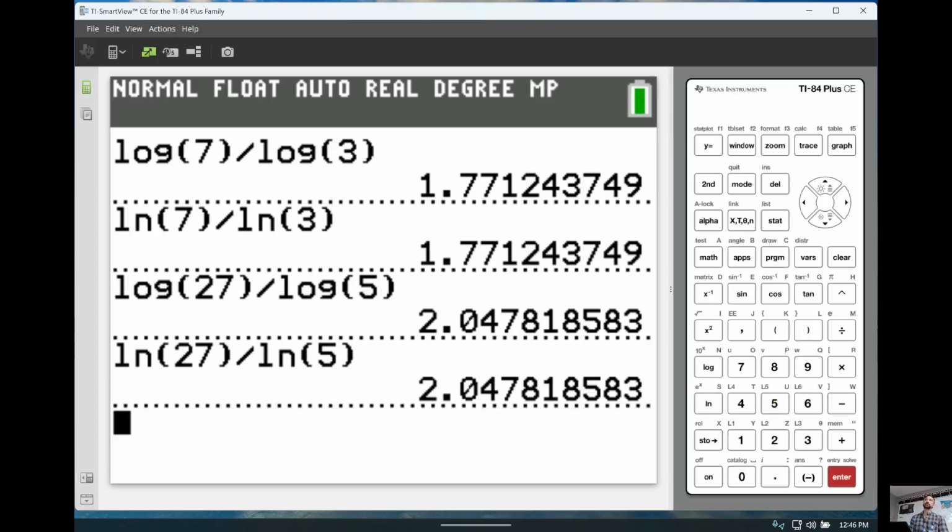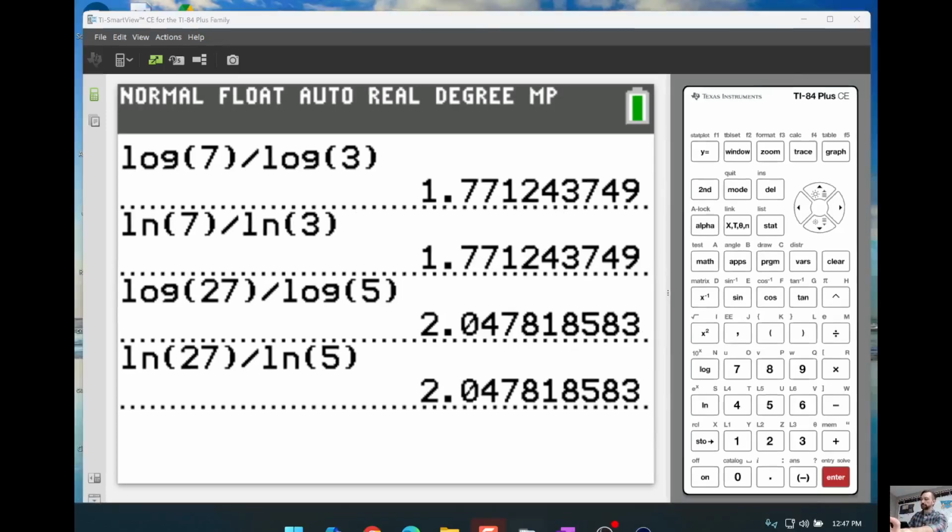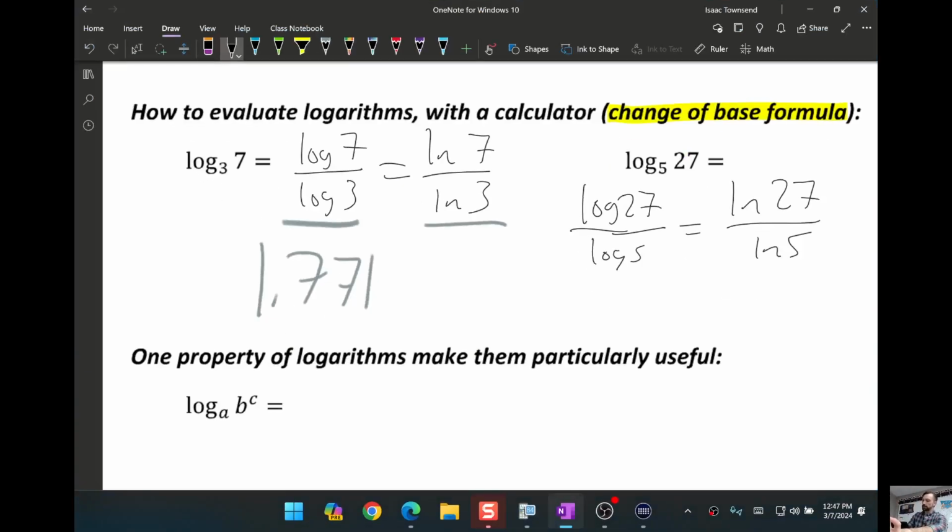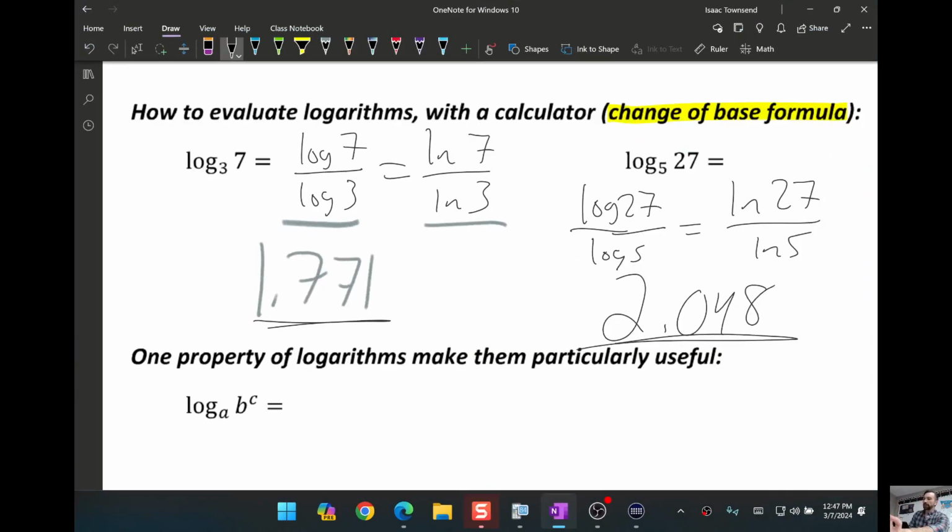Again, we knew the answer was a little bit bigger than 2, but with change of base, we know it within 8 or 9 decimal places. About 2.048. Okay, there's one catch, and I'm only going to talk about this for 30 seconds.